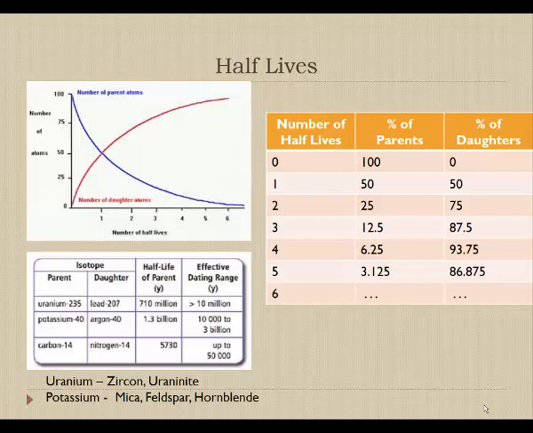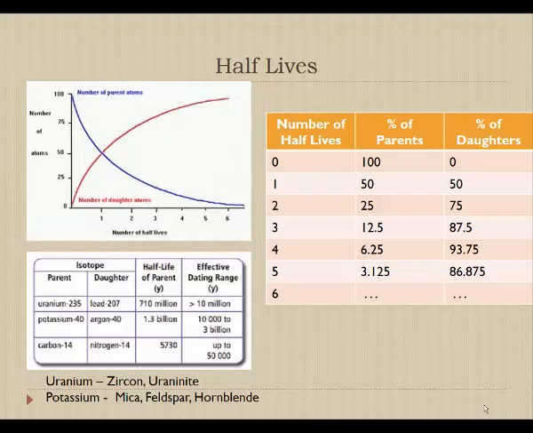So at the beginning, all of the materials are parents. The blue line is up high at 100. The red line is down low at 0, telling us that there are no daughters. After one half-life has elapsed, half of the materials have transformed into daughters. So there's only 50% of the parents left, and now 50% of the material is in a daughter state.